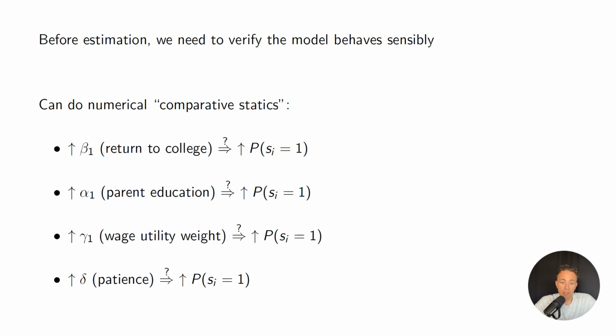Same thing if we increased the taste that the agent has for higher wages. So this would be tinkering with the parameter value for gamma 1. If we have individuals placing more weight on wages, then they should want to go to school to earn the higher wage. And then finally, maybe we play around with the discount factor. If we increase the discount factor, that's effectively increasing the amount of patience that the agent has. That should increase their probability of choosing schooling.